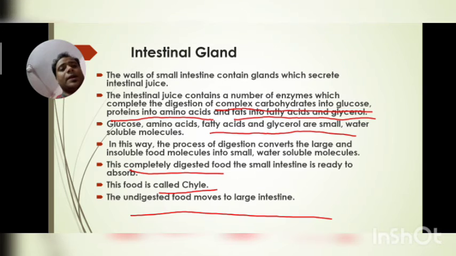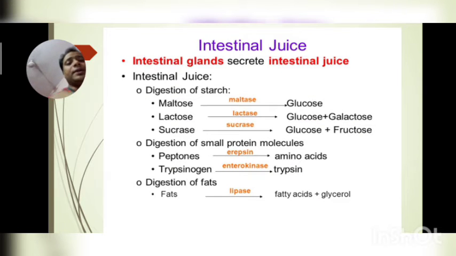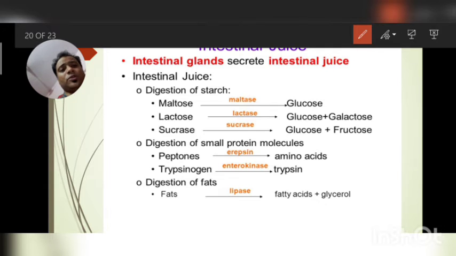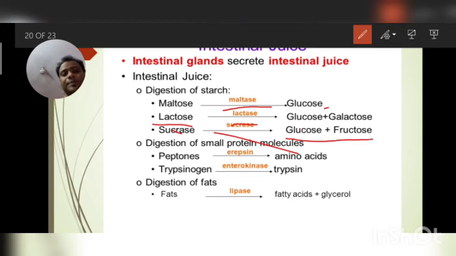Okay, now how do they break down? See, digestion of starch. Starch has three types also. Maltose breaks down with the help of maltase to form glucose. Lactose, with the help of lactase, forms glucose and galactose. Sucrose, with the help of sucrase, forms glucose plus fructose.